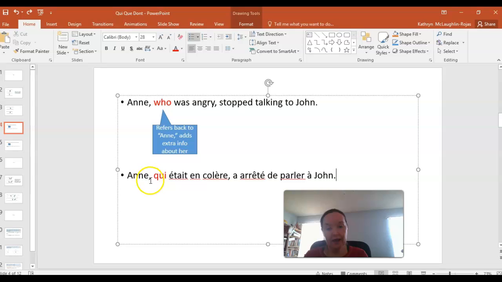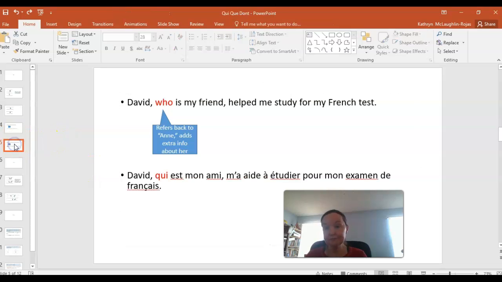So, Anne, who was angry, était en colère. Okay, again, this qui is just referring back to Anne. It's adding some extra information about her. So that's another way you can use qui. Same thing here. David, who is my friend, helped me study for my French test.